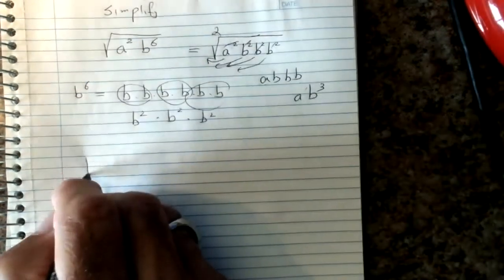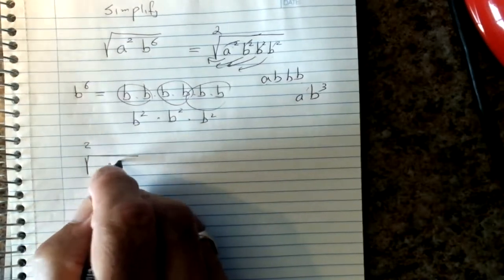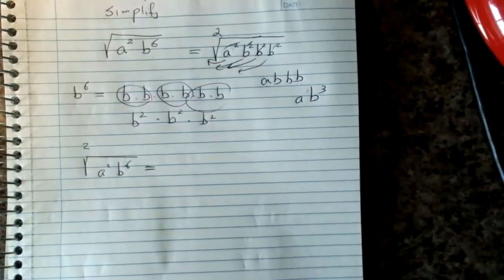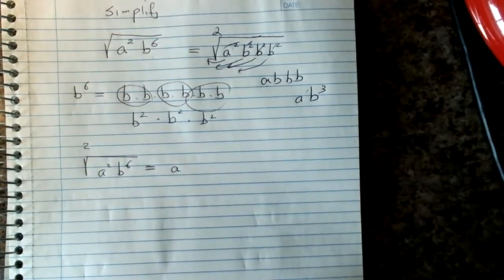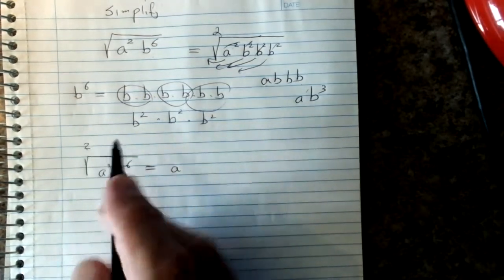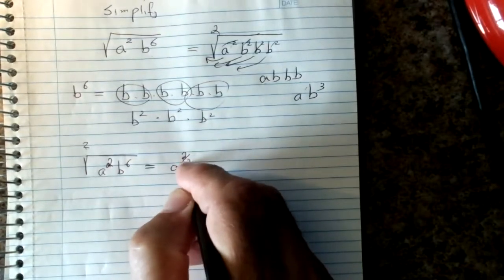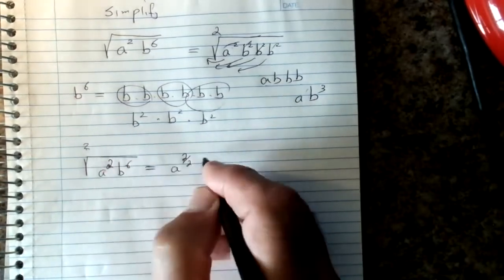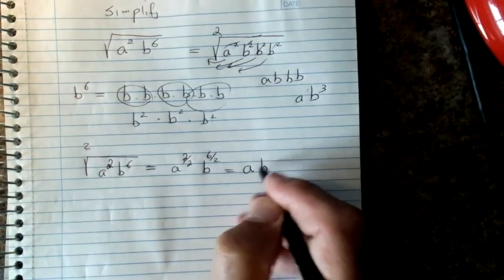Now, that's one way to do it, or you write a, and then you take the power and divide by the root. So this is 2 divided by 2. You write the b, 6 divided by 2. So in that case, you have ab to the power of 3.